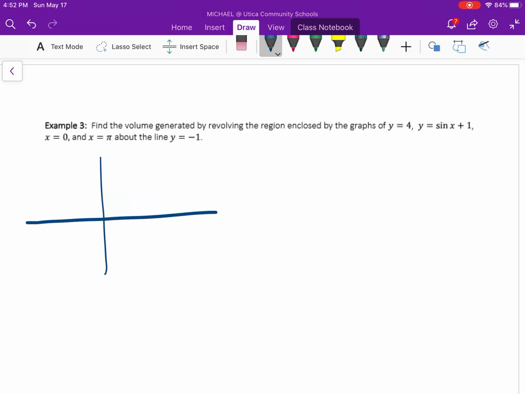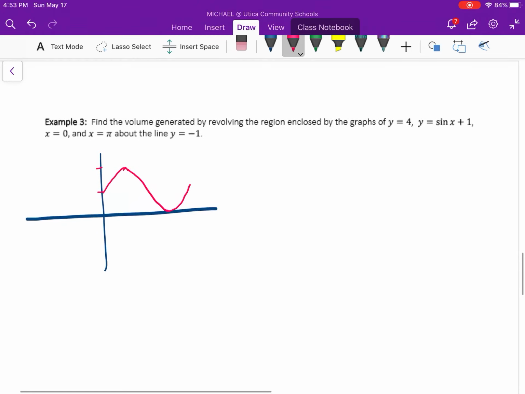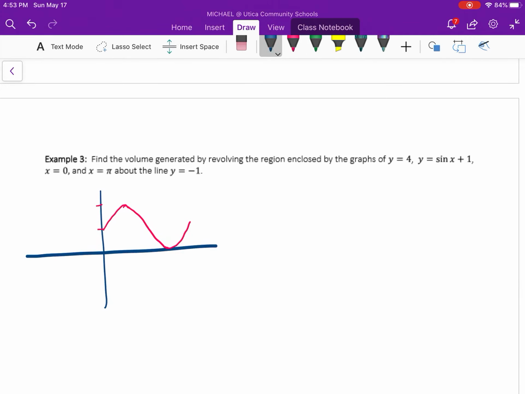Let's see, what do we got? Sine of x plus 1. So let's just graph that really quick. There's 1, there's 2. Sine goes like that. Y equals 4. Gotta draw in my directions here. X equals 0, which is that line, and x equals pi, which is that line. About the line y equals -1.